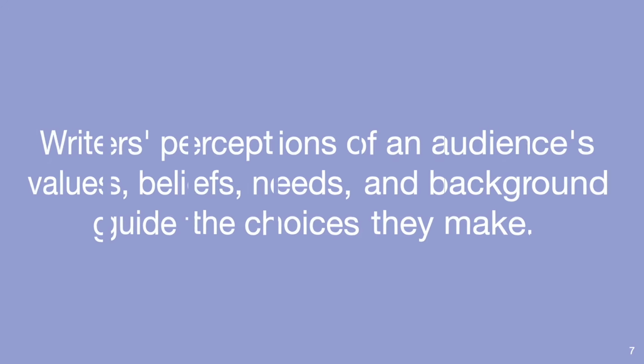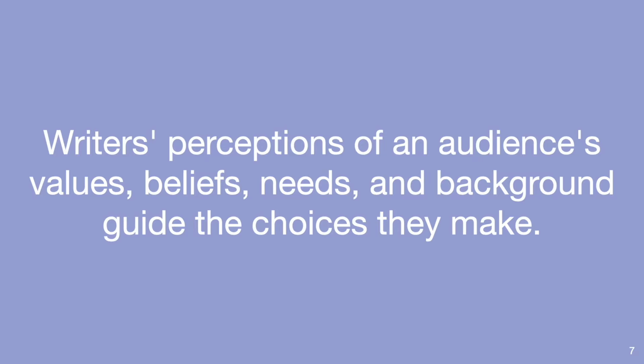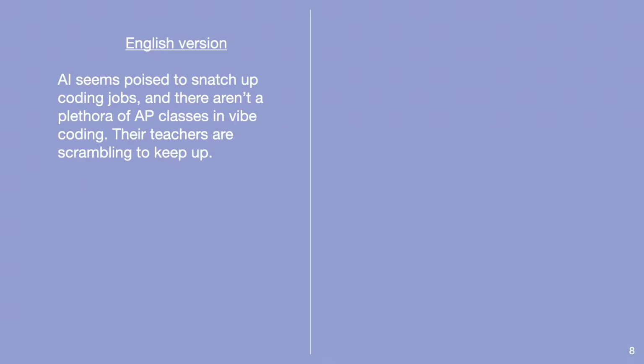Today's essential knowledge: writers' perception of an audience, values, beliefs, needs, and background guide the choices they make. It sounds complicated, but the way it is tested on the exam is actually quite easy. Once you understand the concept, you'll know exactly what to look for in answer choices. So what does this essential knowledge actually mean? Let me give you a real example.